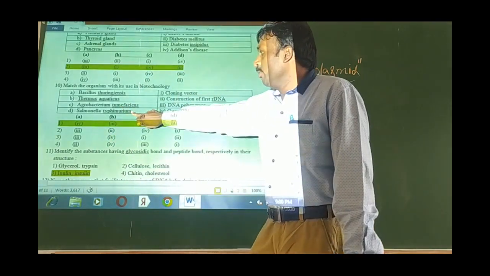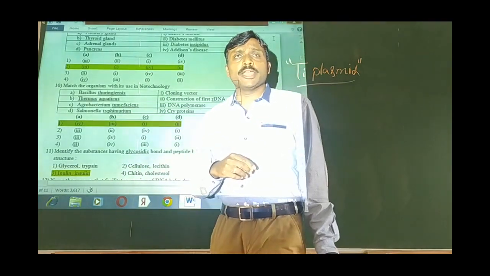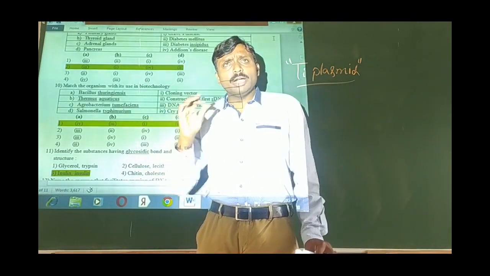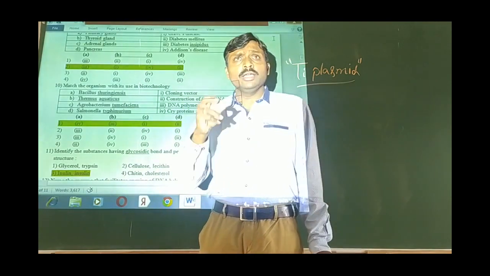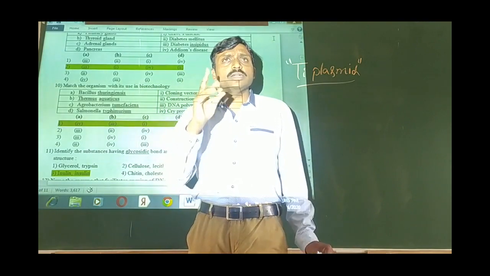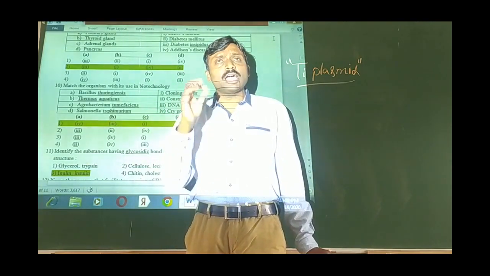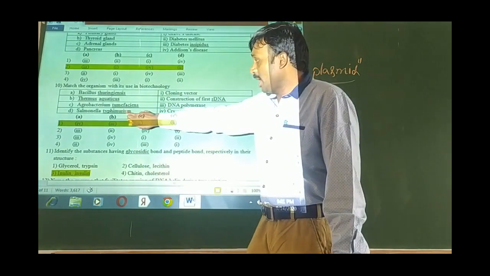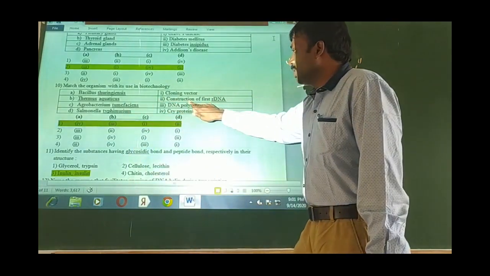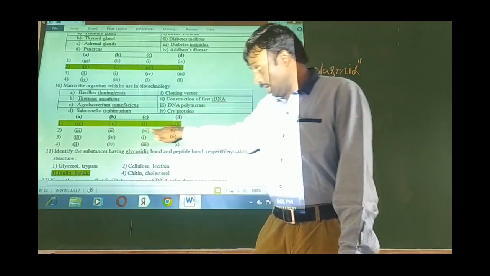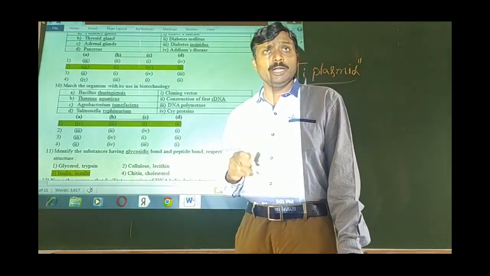Okay. Then moving to the next one, Salmonella typhimurium. Here, if you remember, Herbert Boyer and Stanley Cohen both constructed the first rDNA by using Salmonella typhimurium and E. coli bacterium. So Salmonella typhimurium is used in the construction of the first recombinant DNA. So our option 1 becomes our answer.